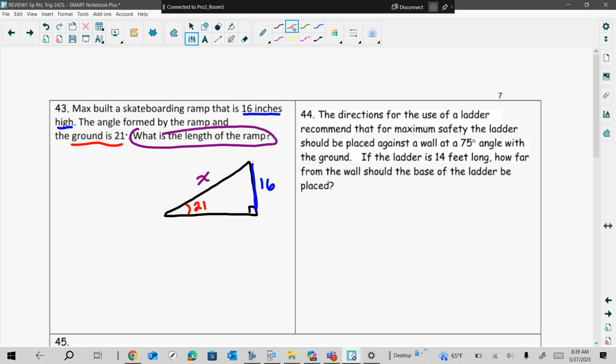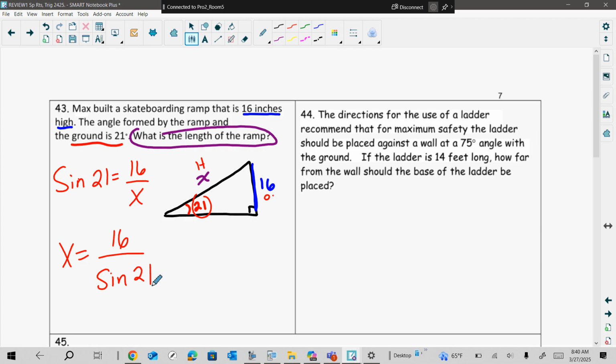So if we look here, we have the angle 21 degrees. This is opposite and hypotenuse. So sine of 21 degrees equals the ratio opposite over hypotenuse, which is 16 over x. And again, if the variable's on the bottom, you have to do what? Divide, yes. So 16 divided by the sine of 21.